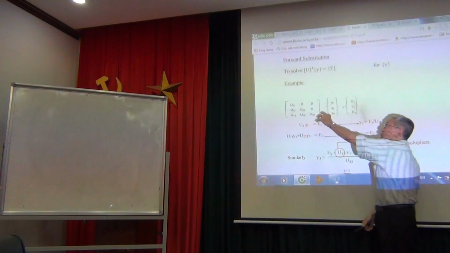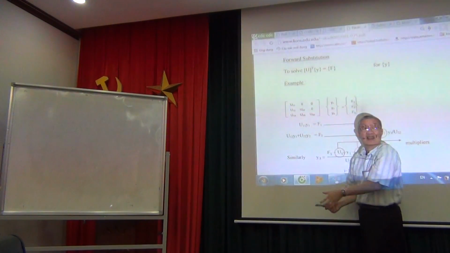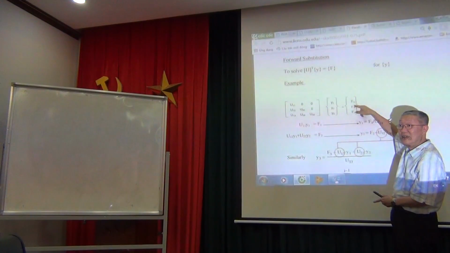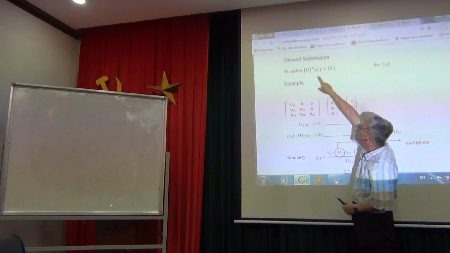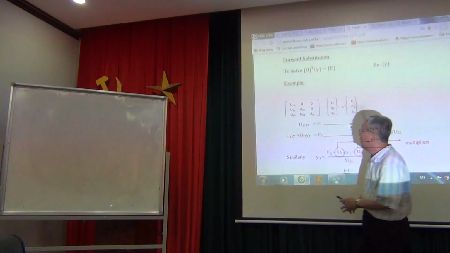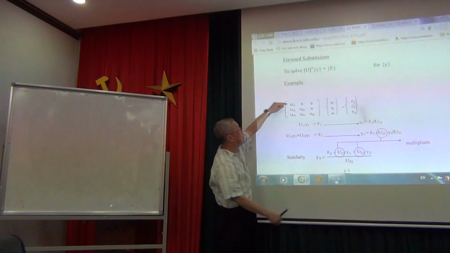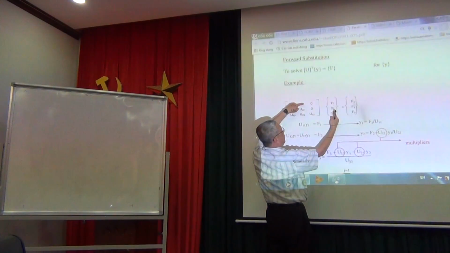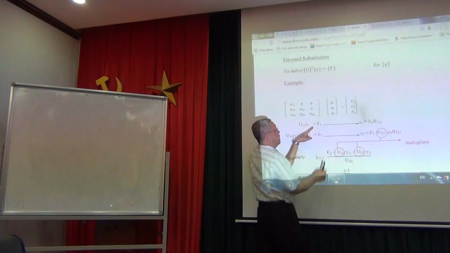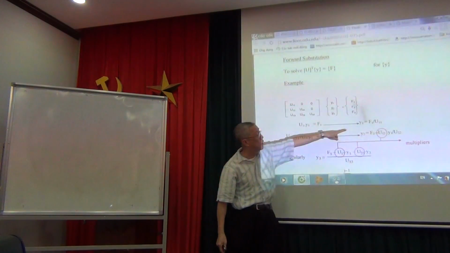Now remember, everything about this matrix you already knew from step number 1. This vector F is given. So the objective of the forward solution is to find this unknown vector. As you can see, the first equation says U11 times Y1 plus 0 equal to F1. This is what you got. So from this equation, you can solve for Y1.